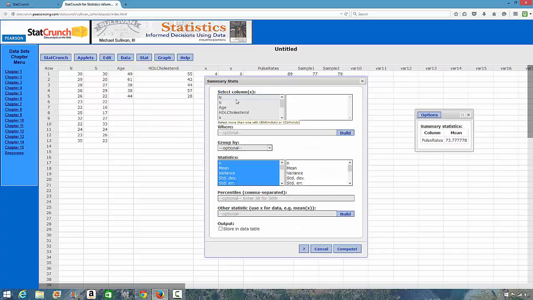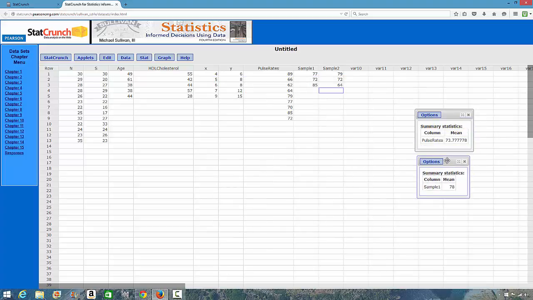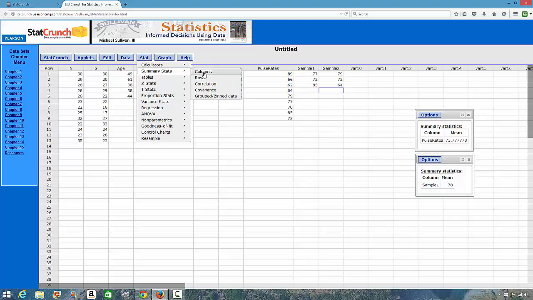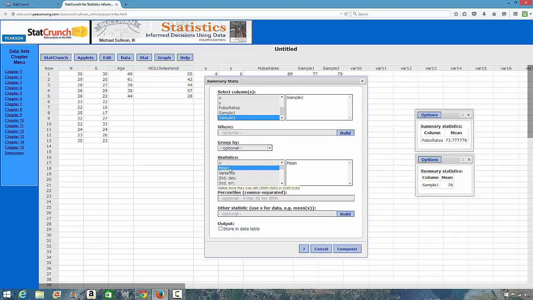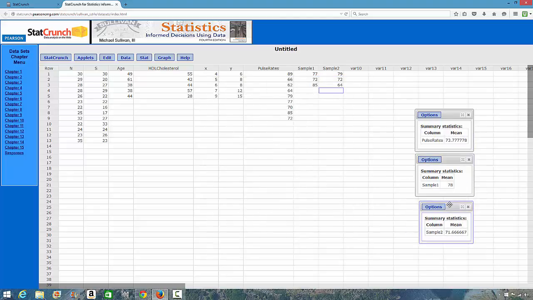Let us get the sample mean of both of these samples. Stat, Summary Stats, Columns, sample 1, mean. This is the sample mean of the first sample. Then Stat, Summary Stats, Columns, sample 2, mean. This is the sample mean of the second sample. You see that the mean of the first sample is greater than the population mean, but the mean of the second sample is less than the population mean. Because of that, we say the first one overestimates the population mean, and the sample mean of the second sample underestimates it.